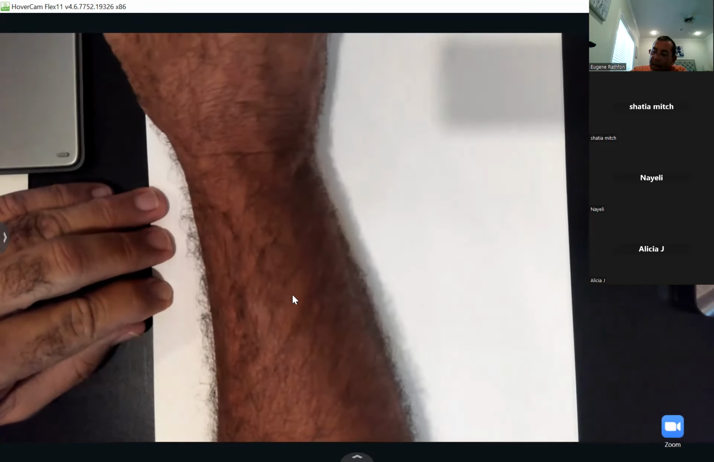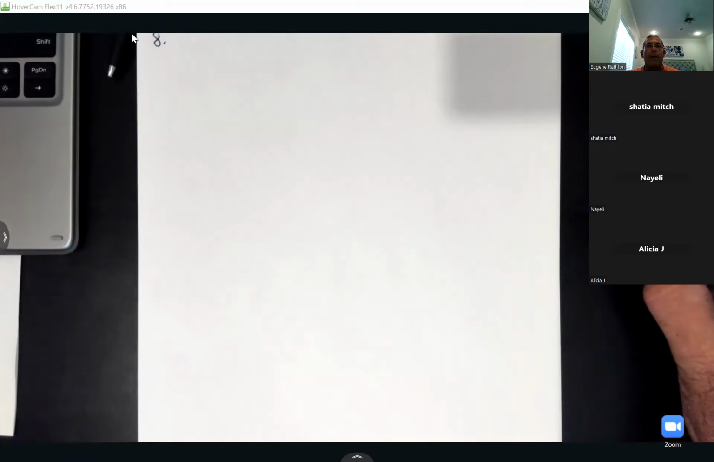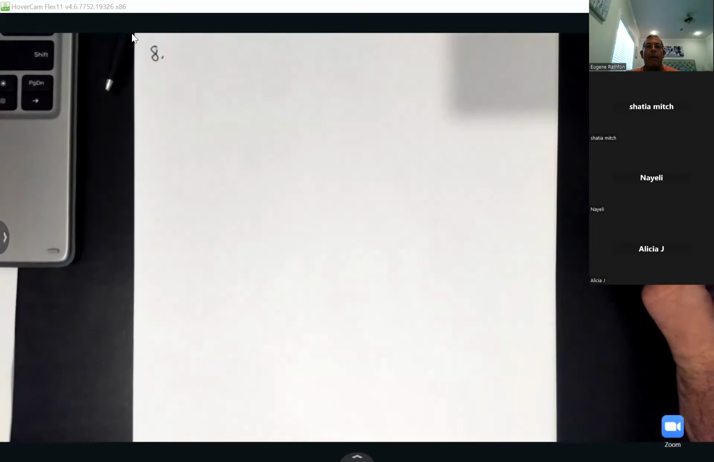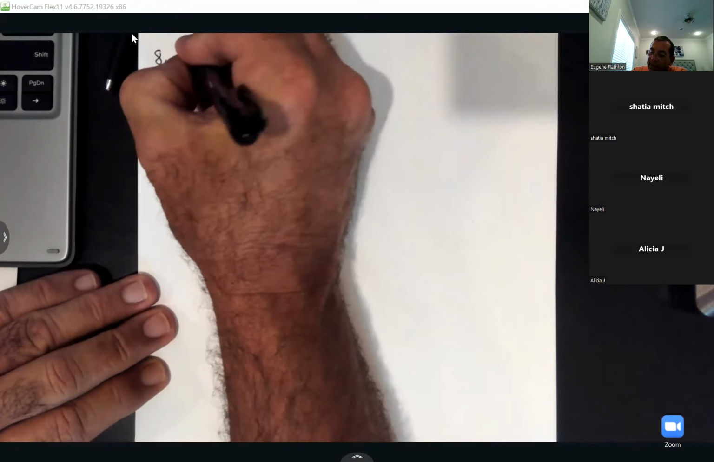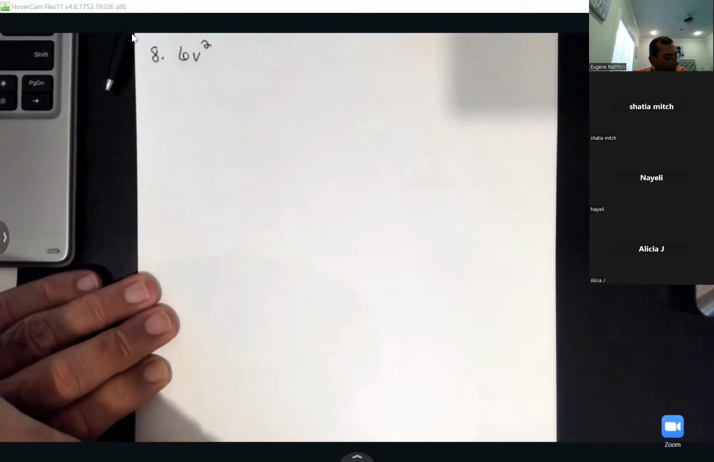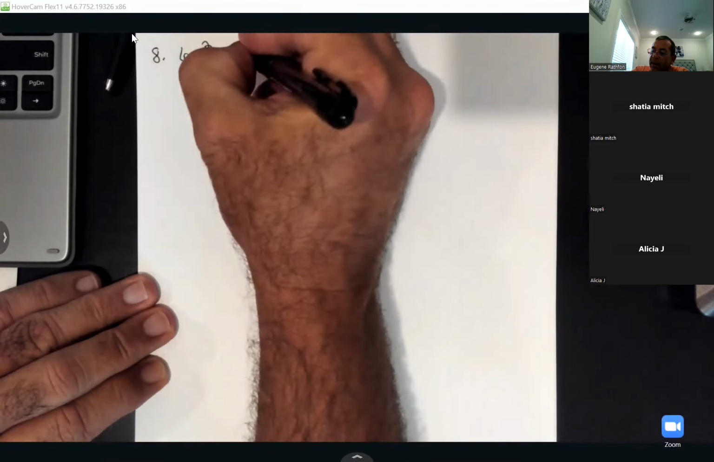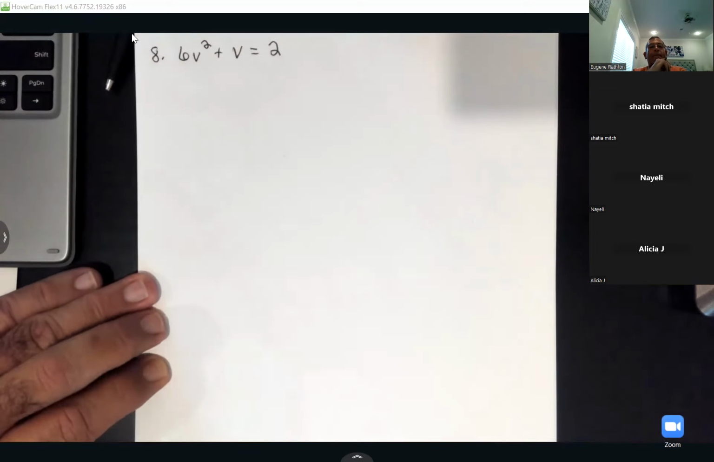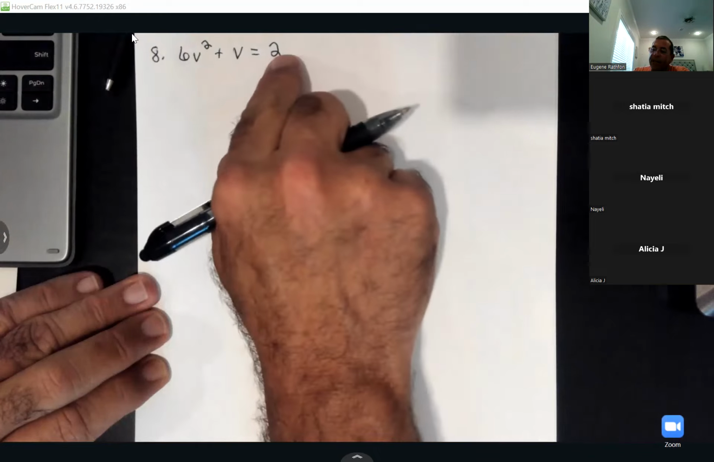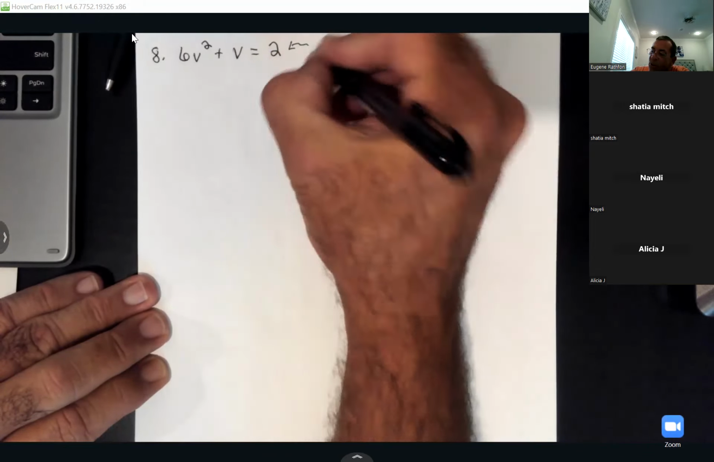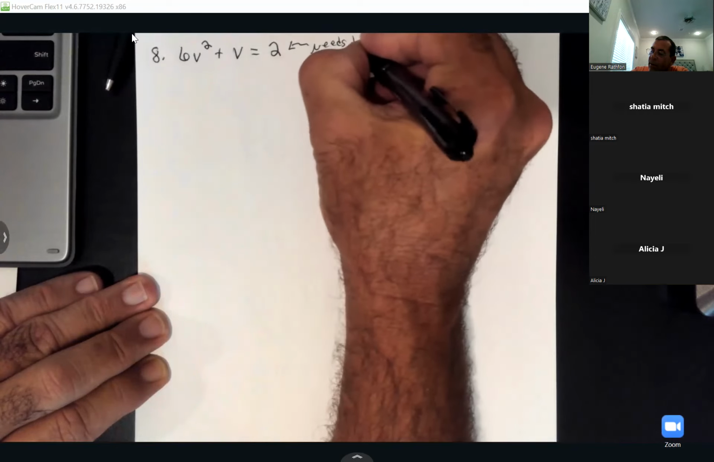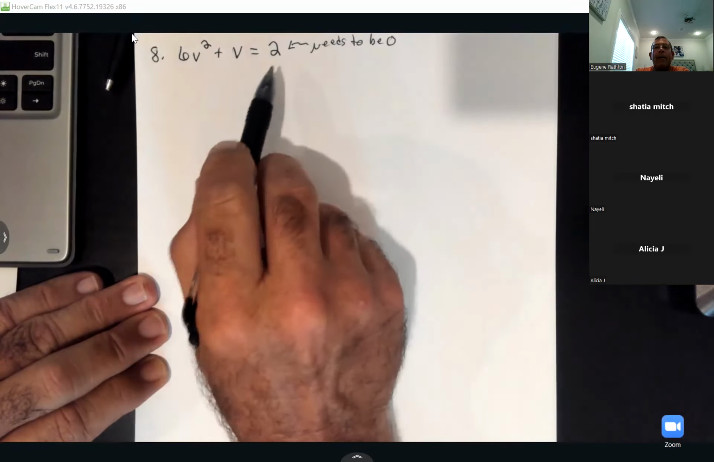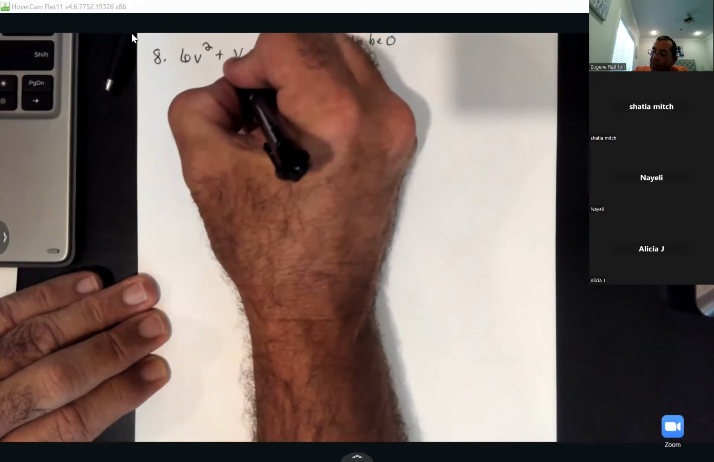All righty, so our number 8. So let me move that camera back up. All righty, number 8, 6v squared plus a v equals 2. So once again, there's a 2 on the right side. That 2 needs to be a 0. So to make that a 0, we're going to subtract 2 from both sides.